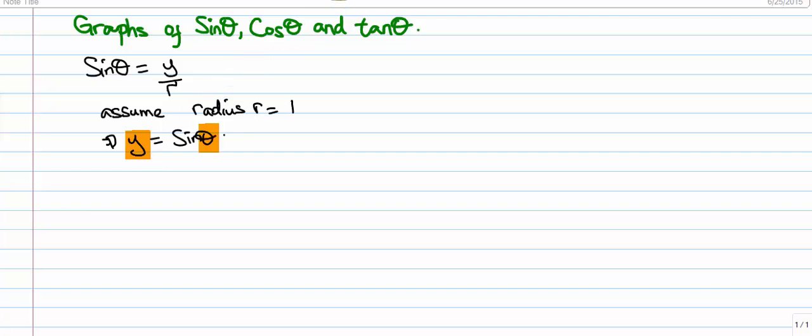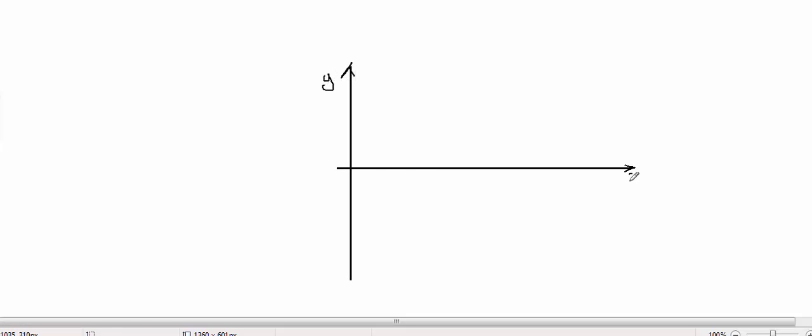As I said, in trigonometry we shall be building concepts. You remember, sine theta is equal to y over r. Now when we assume that radius r is equal to 1, we shall have the expression y is equal to sine theta. And once we draw our graph there, we're going to be plotting values of y against theta. Remember, y is equal to sine theta.